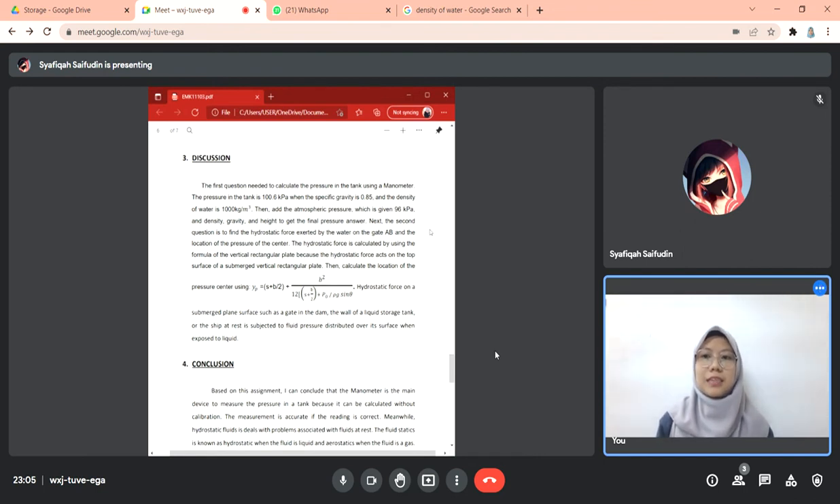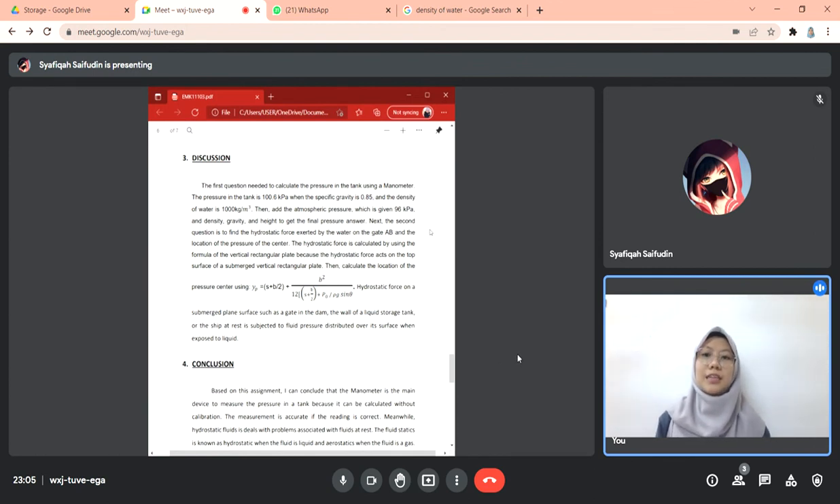So the discussion is the first question needed to calculate the pressure in the tank using a manometer. The pressure in the tank is 100.6 kilopascal when the specific gravity is 0.85 and the density of water is 1000 kilogram over meter cubic. Then at the atmospheric pressure, which is given 96 kilopascal, and density, gravity, and height to get the final pressure answer. Next, the second question is to find the hydrostatic force exerted by the water on the gate AB and the location of the pressure center.